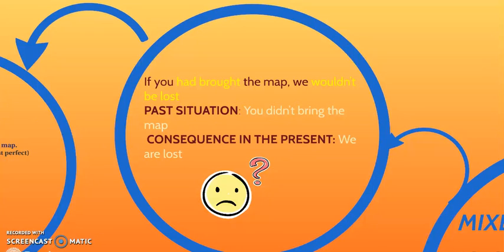Let's take a look. If you had brought them up, we wouldn't be lost. Good. As you can see, we're mixing past perfect from the third type and the conditional would from type 2. The situation in the past was that you didn't bring them up, and the consequence in the present is that we are lost now.